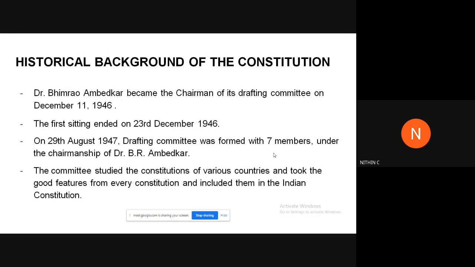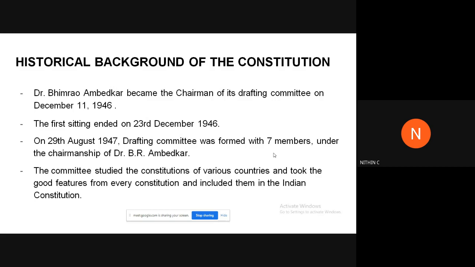On 29th August 1947, the drafting committee was formed with 7 members under the chairmanship of Dr. B.R. Ambedkar. The committee studied the constitutions of various countries. Remember, we take the good features from the different constitutions around the world. So this drafting committee, in fact, studied the constitutions of various other countries, and took the good features from every constitution and included them in our constitution.